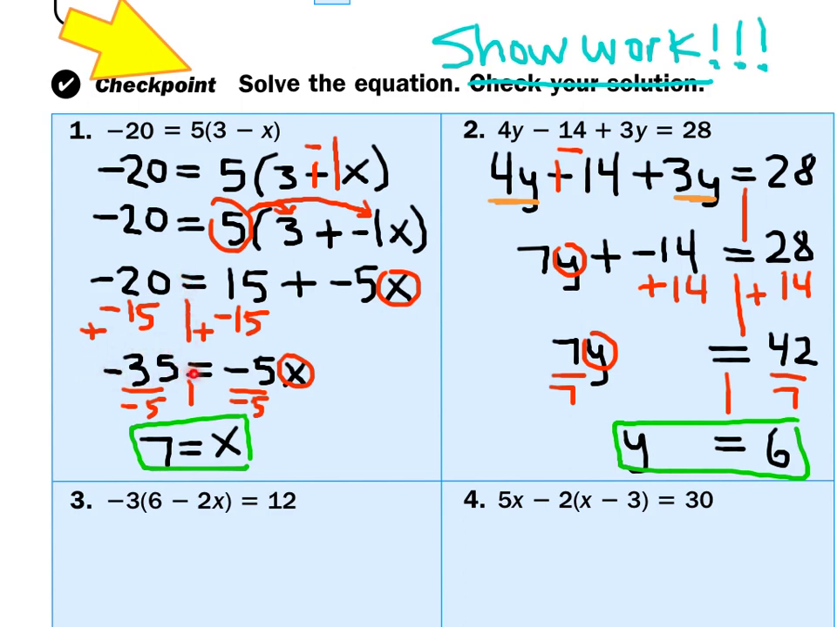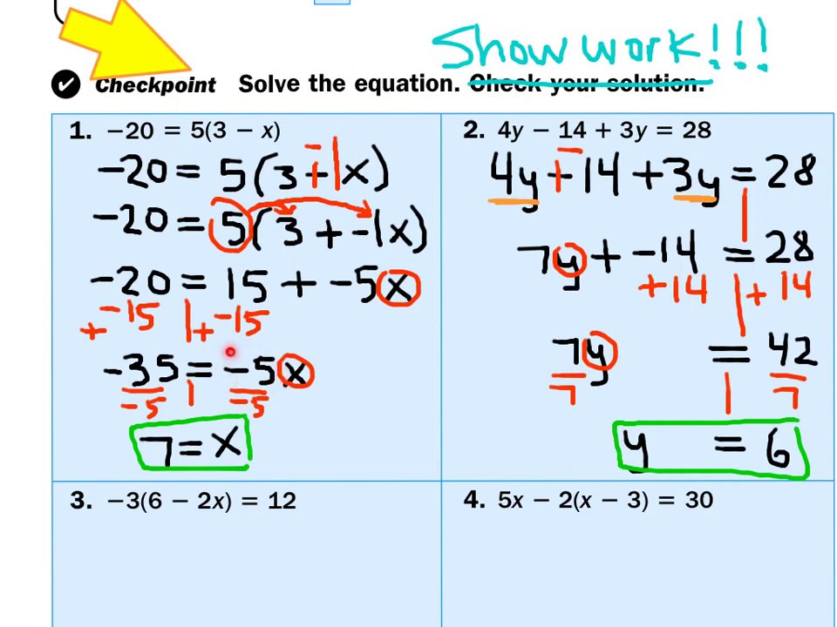I let the equal sign slide straight down. 15 plus negative 15 destroy each other. And then let the negative 5x slide down. Now, you have negative 35 equals negative 5x. So with your red, circle the x and bring down the wall.